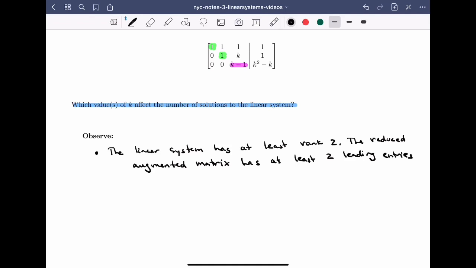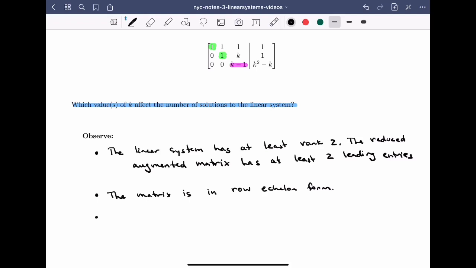My second observation is that the matrix is in row echelon form. I know it's not in reduced row echelon form because there's a 1 above the leading one in the second column.